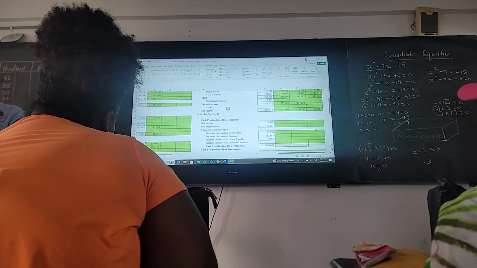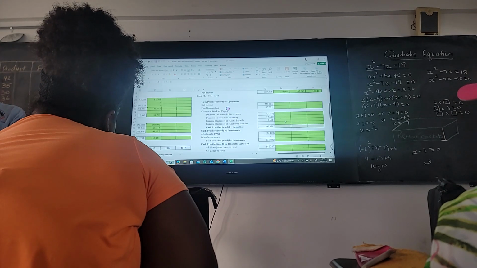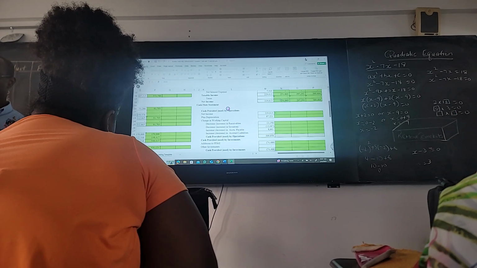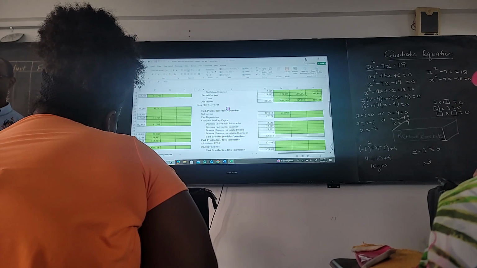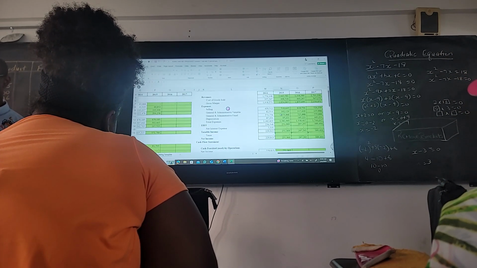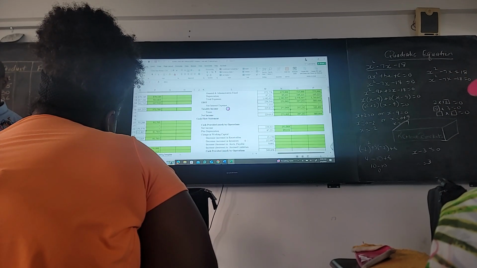Let's do that for 2015. What does the statement start with? First thing is net income. So we take that from there. We want to add depreciation, so a depreciation of 95,221. Then we want changes in working capital.